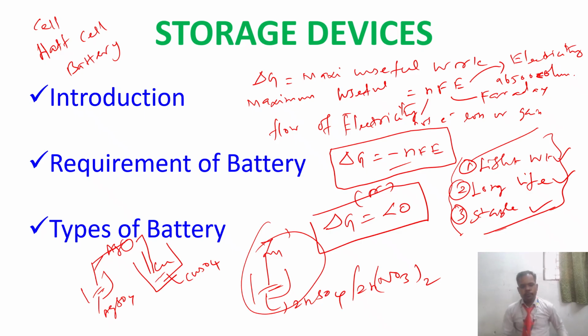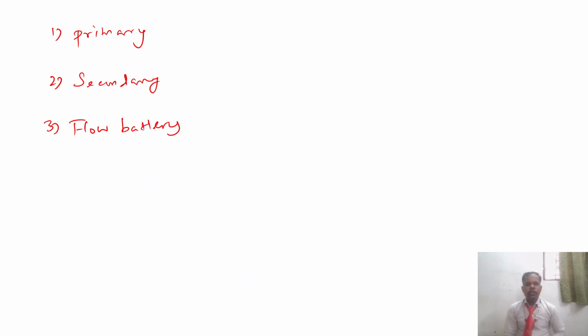Based on their working, the battery usage, it can be divided into three types. One is primary battery, another one is secondary battery, third one is tertiary battery or flow battery. So first one, primary battery.